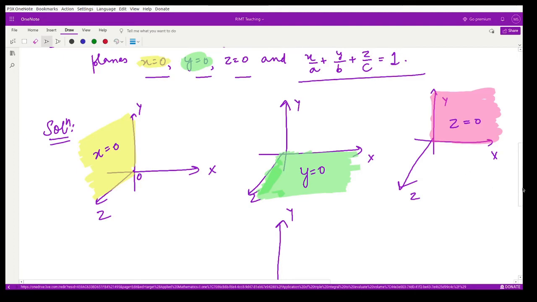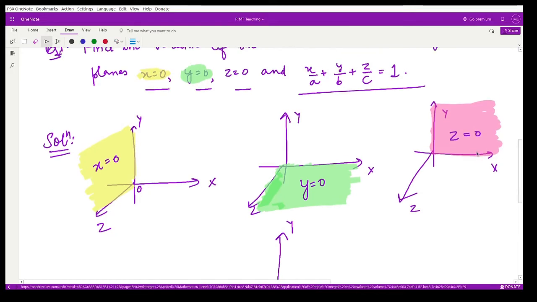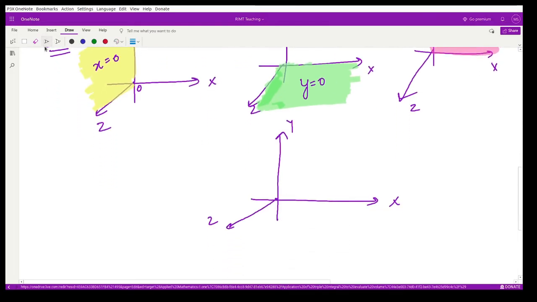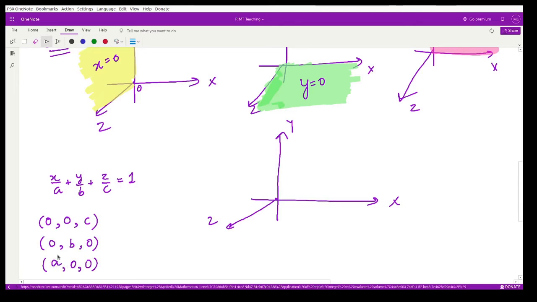What are the points that this plane passes through? Let me write it again here. The plane is x upon a plus y upon b plus z upon c is equal to 1. If you take x as 0 and y as 0, what is the value of z? That is equal to c. If you take x as 0 and z as 0, what is the value of y? That is b. And if you take y and z as 0, what is the value of x? That is equal to a. So it will pass through all these three points.